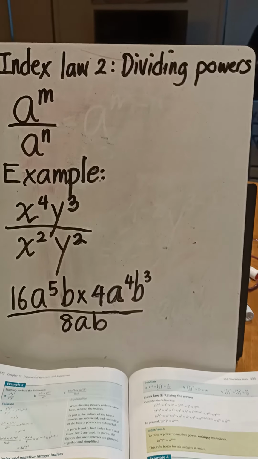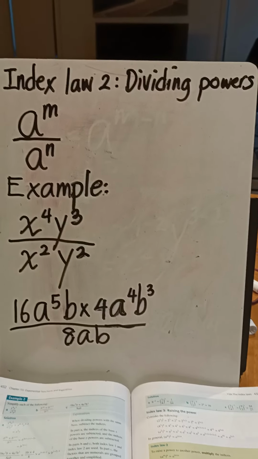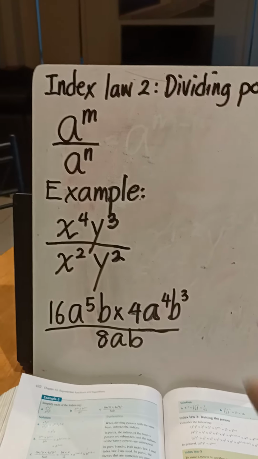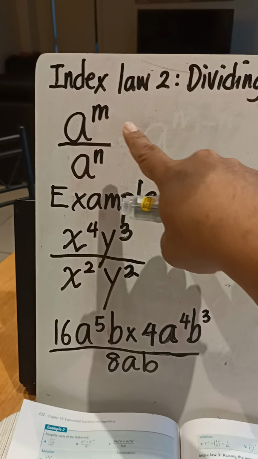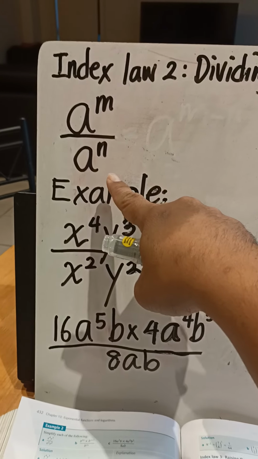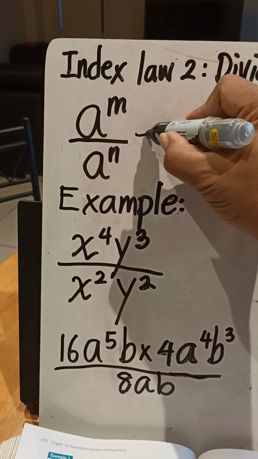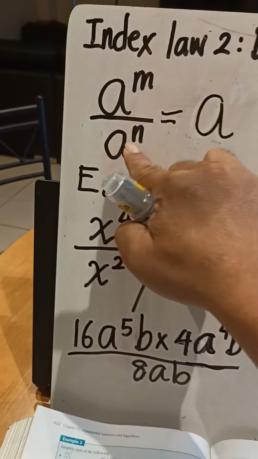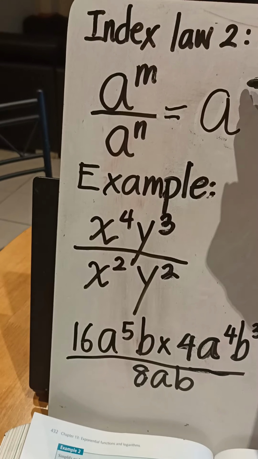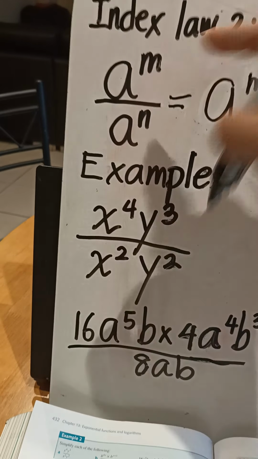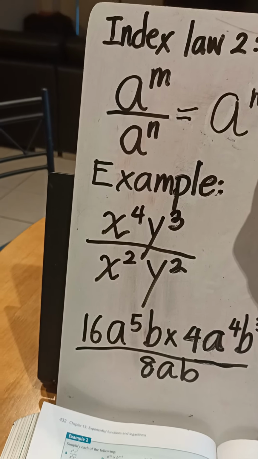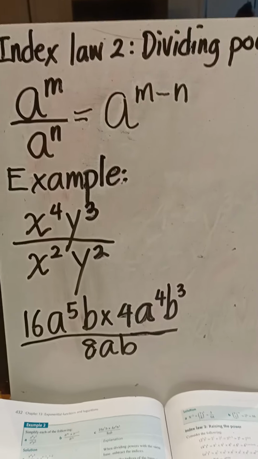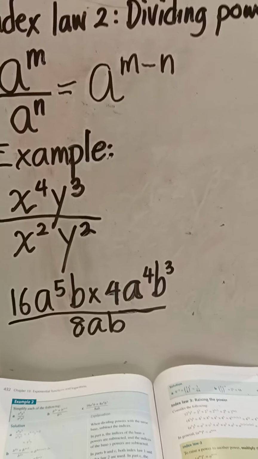Hello, Year 11s. Our next lesson will be on index law number 2, which is dividing powers. If you're given two indices with the same base, so a to the m divided by a to the n, the law states that to solve it, you copy the base, which is a, and then the exponent will be the numerator, which is m, minus the exponent of the denominator, which is n.